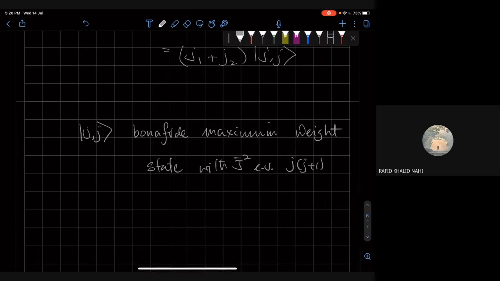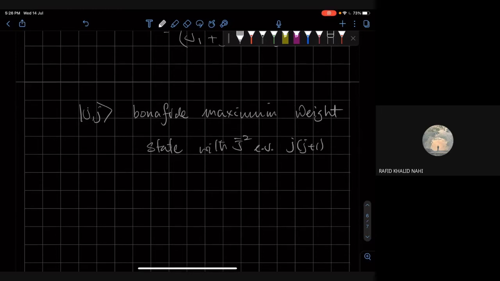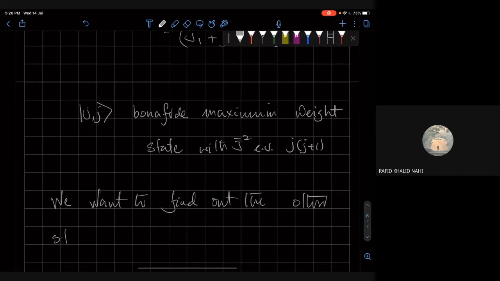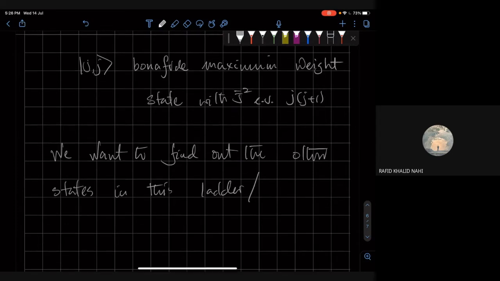Okay, now we want to find out what the other states in this ladder are. This ladder has another name coming from group theory. It's called a multiplet. A multiplet is usually a finite dimensional vector space on which some Lie algebra or some algebra acts. We will use the word multiplet a lot. A multiplet is nothing but a finite dimensional Hilbert space.